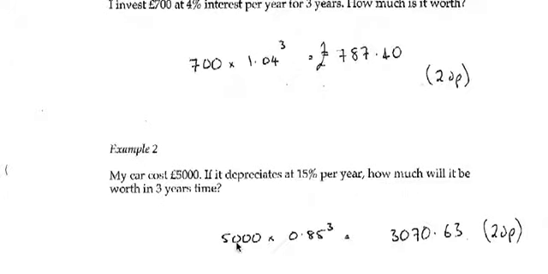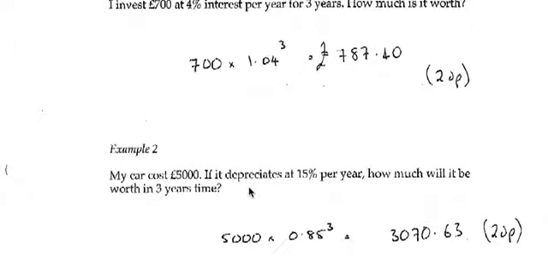So I start off with my car being worth 5,000. After the first year it's worth 0.85 of that. After the second year it's worth 0.85 of what it was in the first year, and after the third year it's worth 0.85 of what it was in the second year. So these figures are fairly realistic actually. Cars do depreciate at a frightening rate. So this one after 3 years would have lost about £2,000.